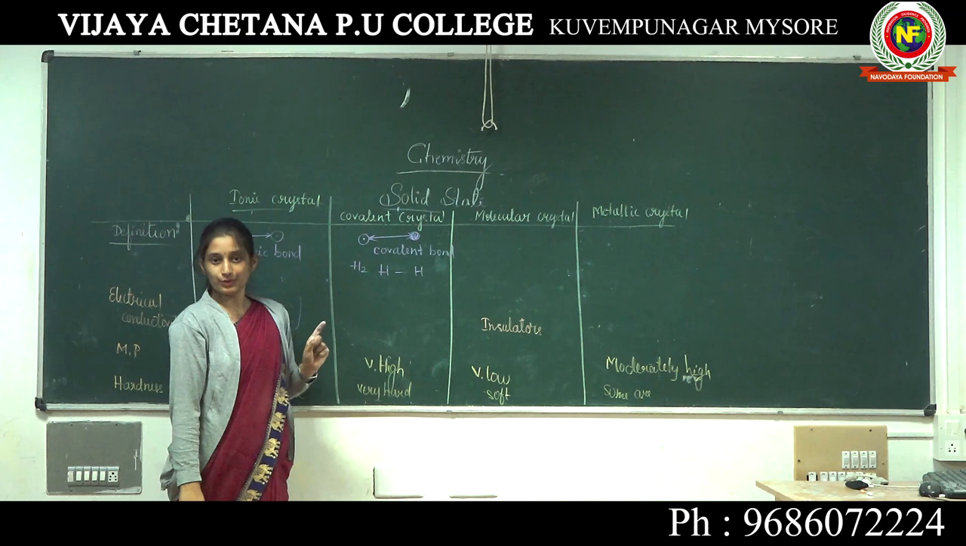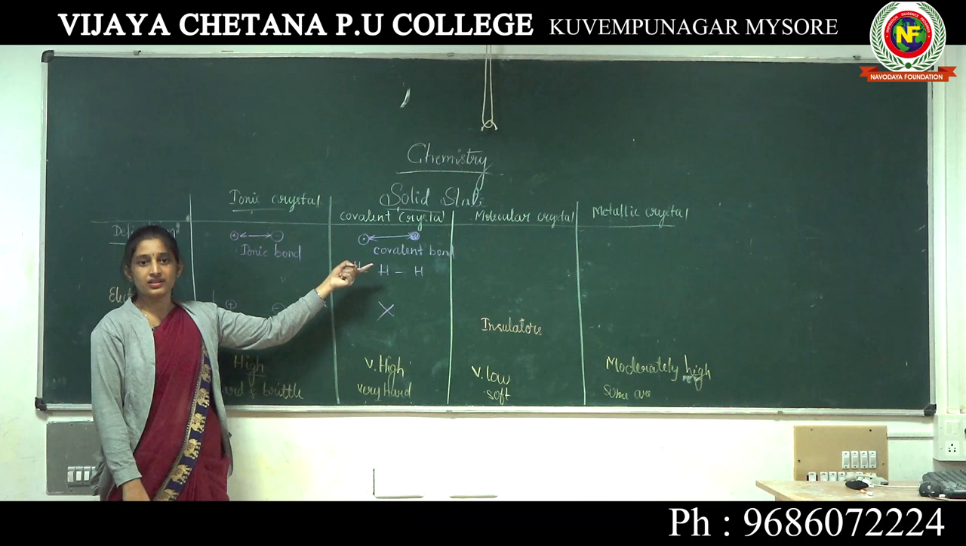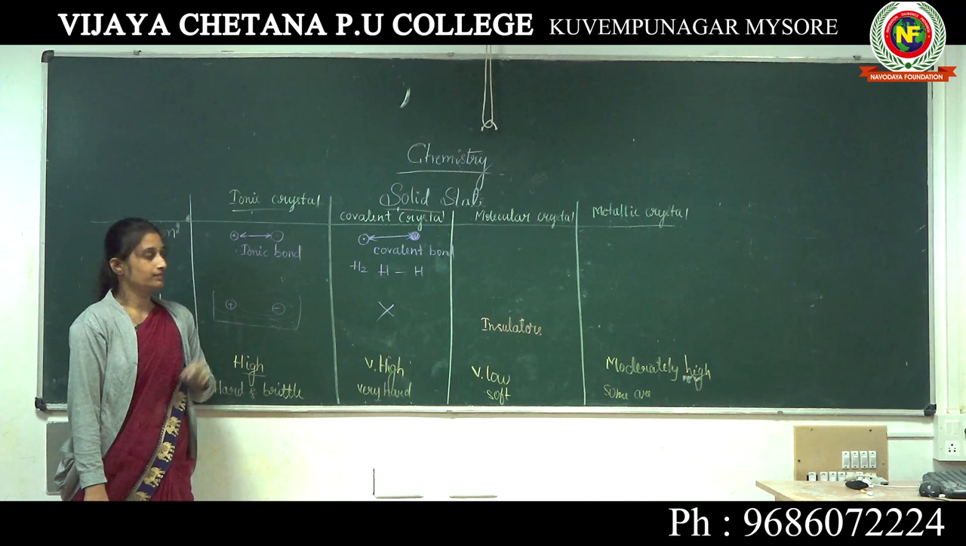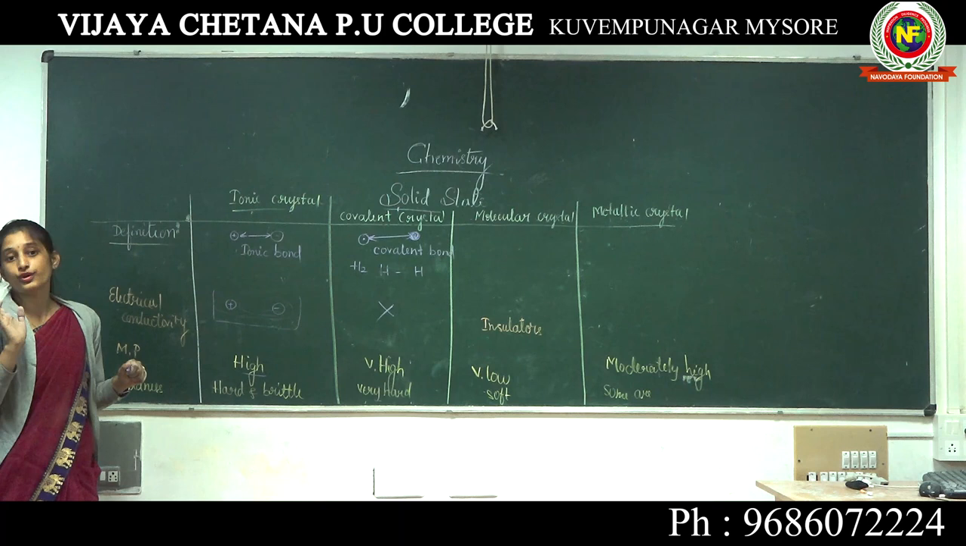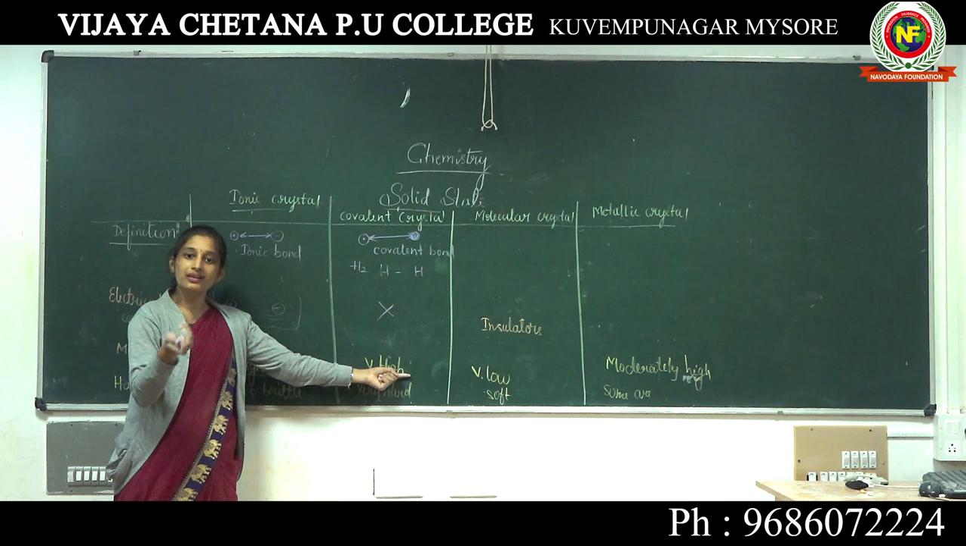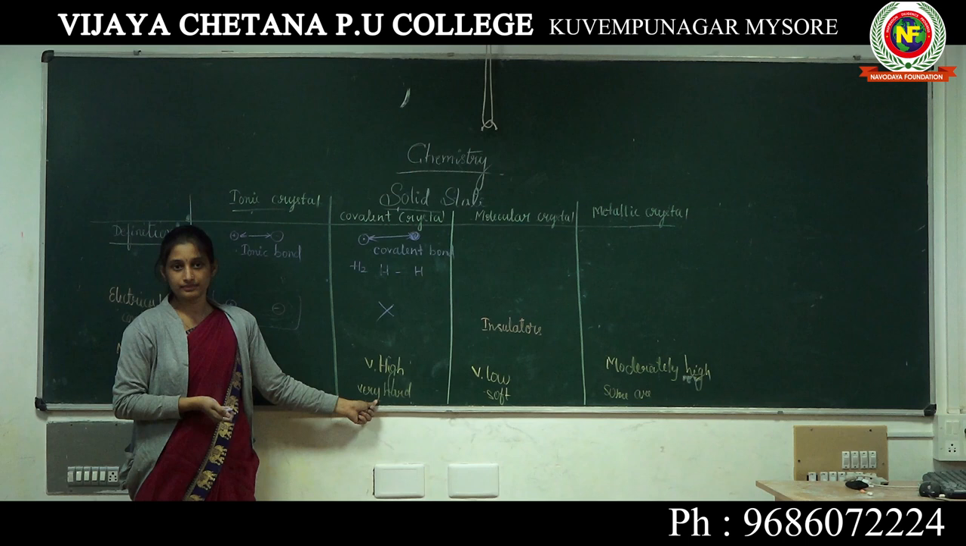And what about the electrical conductivity? There is no electrical conductivity. Are any charges there, positive or negative? No charges. Then is it possible to have electrical conductivity? No. Next, they are tightly holding each other. Compared to ionic bond, covalent bond is very strong, so the melting point is very high. This one is high, this one is very high. And what about the hardness? Very hard. Covalent crystals are very hard.